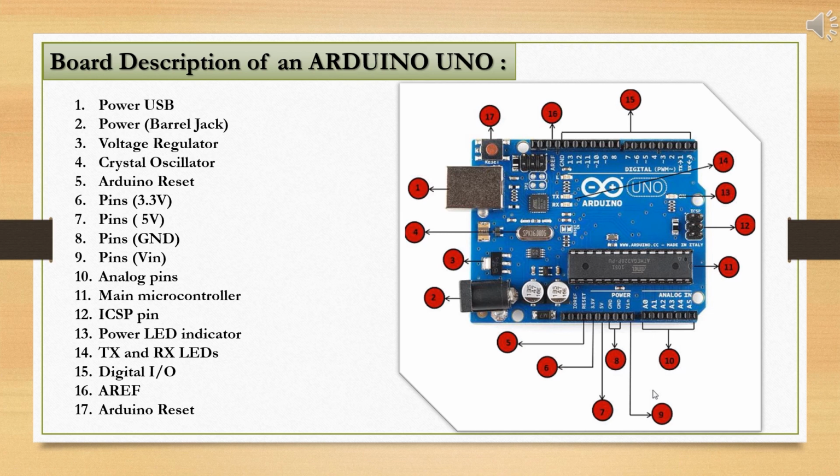Board description of an Arduino Uno. Guys, these are some of the major parts of an Arduino Uno. They include power USB, barrel jack, voltage regulator, crystal oscillator, Arduino reset, 3.3 volt pin, 5 volt pin, ground pin, voltage in pin, analog pins, main microcontroller, ICSP pin, power LED indicator, transmitter and receiver LEDs, digital input output pins, analog reference, and Arduino reset. There are two Arduino reset pins. Let me tell you in detail about these parts.